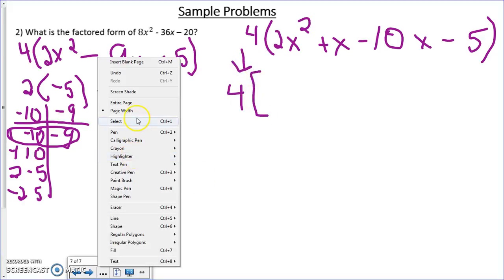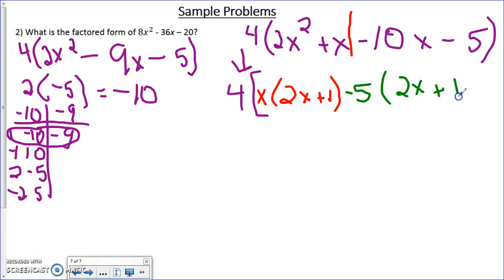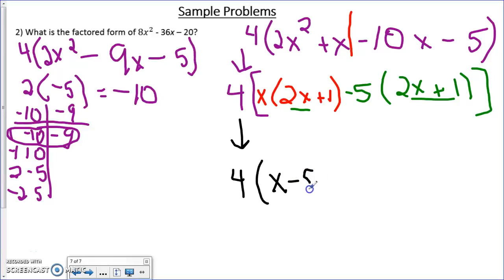Now, I'm going to look at first 2 terms. 2x squared plus x. GCF is x. Factor that out. I'm left with 2x plus 1. Now I'm going to look at negative 10x minus 5. GCF there is negative 5. And factor out a negative 5. I'm left with 2x plus 1. And before I go to my final answer, I need to make sure that my parentheses are the same, which they are. So I can go right away to my final answer. Again, bring down the 4 times x minus 5 times 2x plus 1. And there you have it.